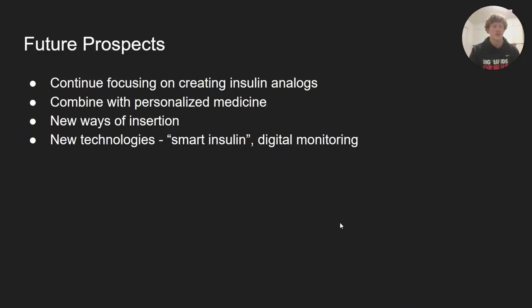Smart insulin is an evolving field, focusing on making recombinant insulin able to immediately react to glucose level changes. This is especially helpful for people who experience blood sugar spikes after a meal. Digital monitoring, such as the pump my mom has that gives her recombinant insulin, is great as well. Overall, as scientists continue to create insulin through novel formulations, the future is looking very bright.